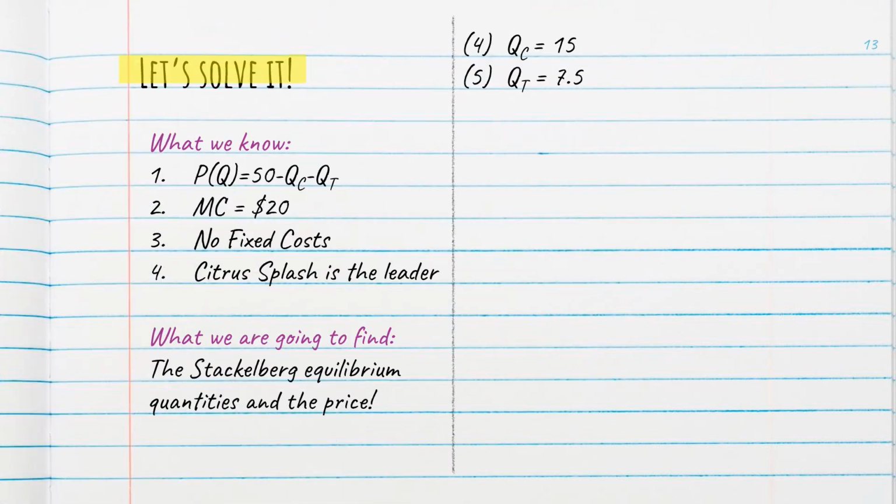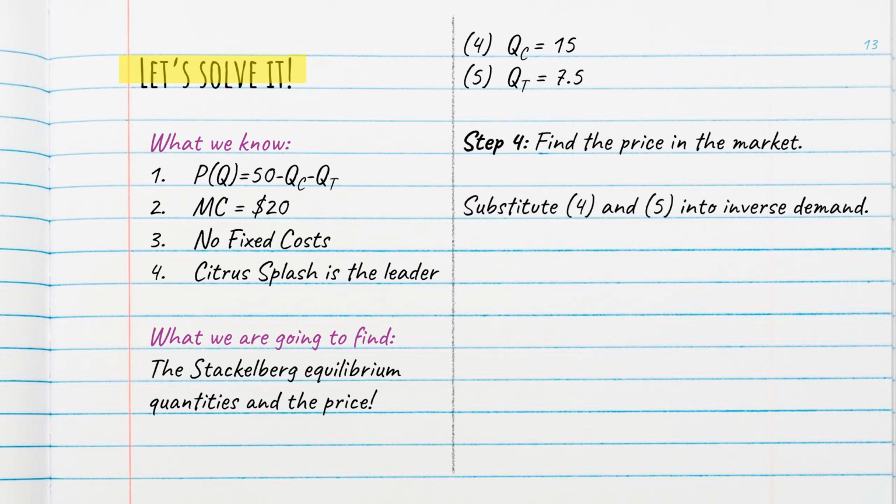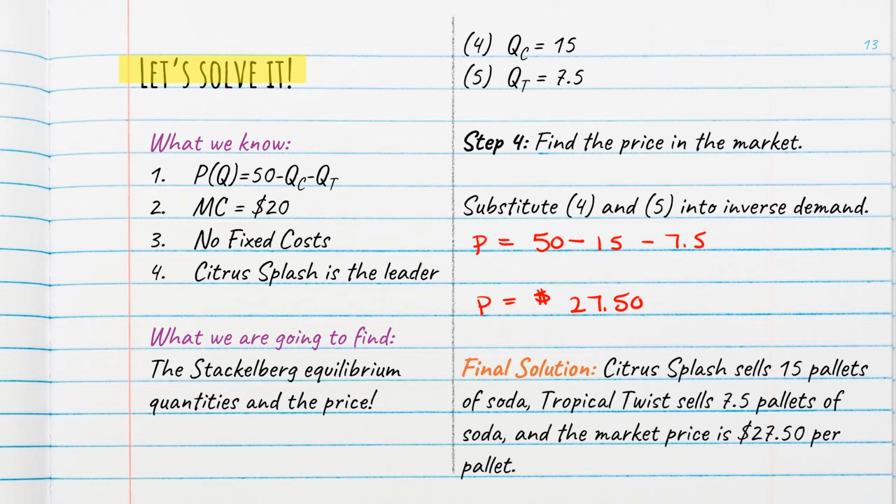We have successfully solved for the Stackelberg equilibrium quantities, but we still need to find the price in the market. We're going to do that by substituting our quantities into the inverse demand. So price is going to be equal to 50 minus 15 minus 7.5. Doing this math gets us the fact that price is equal to $27.50. So we have our final solution. Citrus Splash sells 15 pallets of soda. Tropical Twist sells 7.5 pallets of soda. And the market price is $27.50 per pallet.